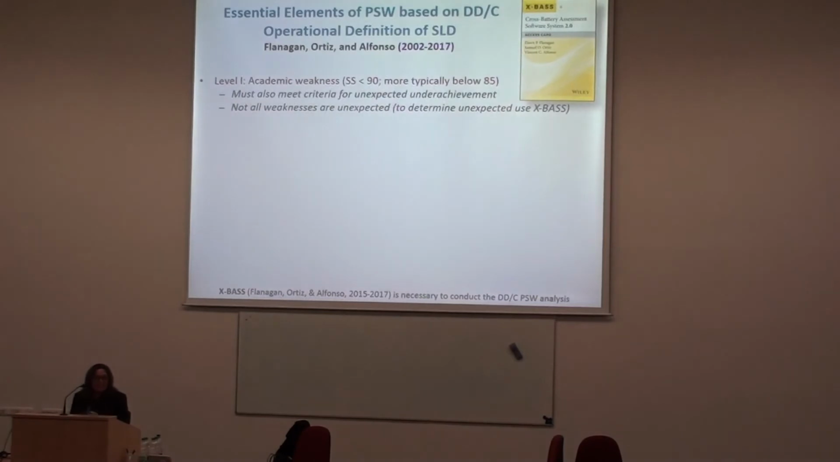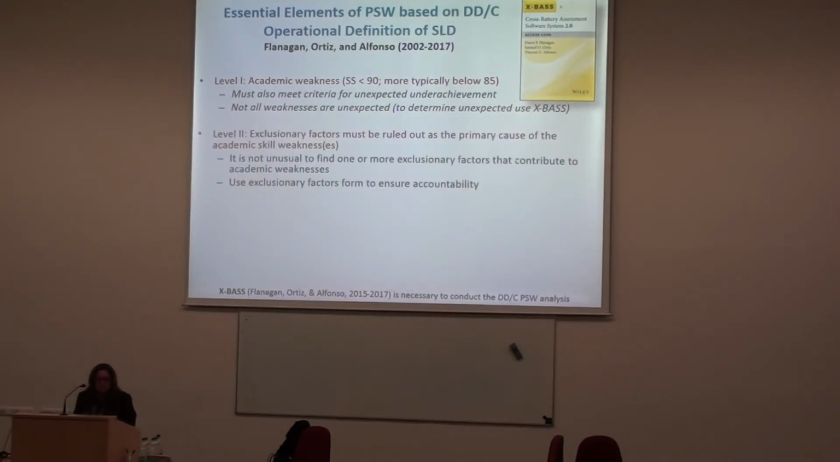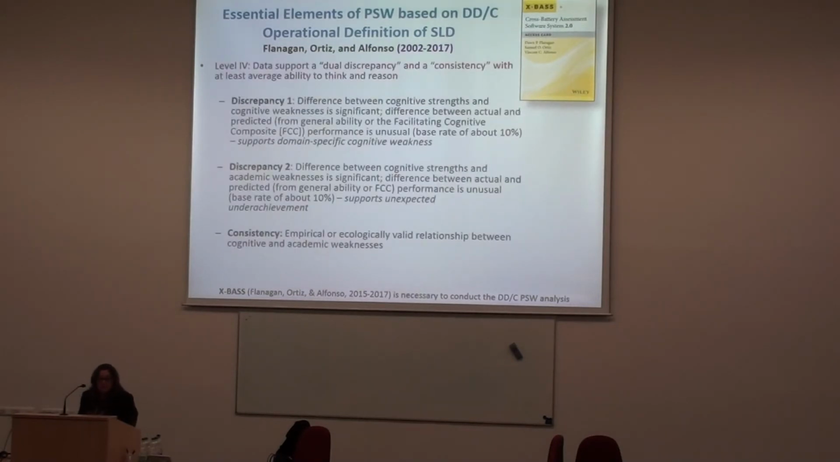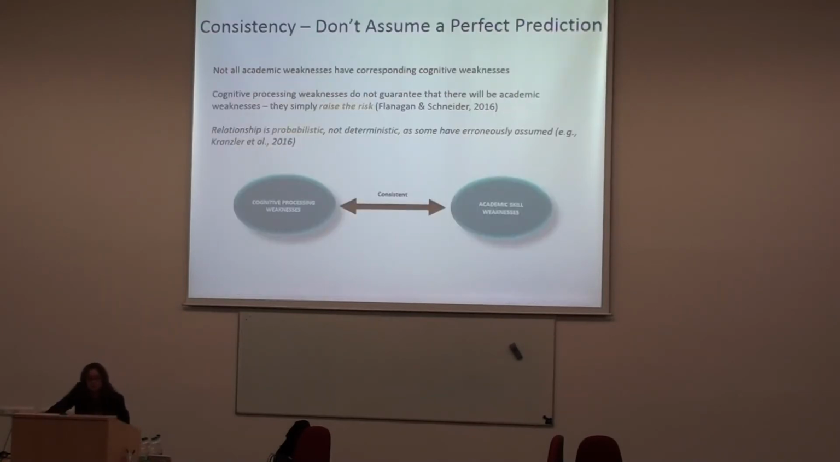Okay. So the software that we have does the dual discrepancy consistency. It looks at the academic weakness, it looks at exclusionary factors, which I'll talk about in a minute, looks at the cognitive weaknesses, and then it looks at two discrepancies and the consistency. And it uses all of your data, all of your cognitive data, all of your achievement data, all your special purpose tests, neuropsych tests, memory batteries, and it analyzes it all together to determine if there's a dual discrepancy consistency pattern that supports the SLD construct.